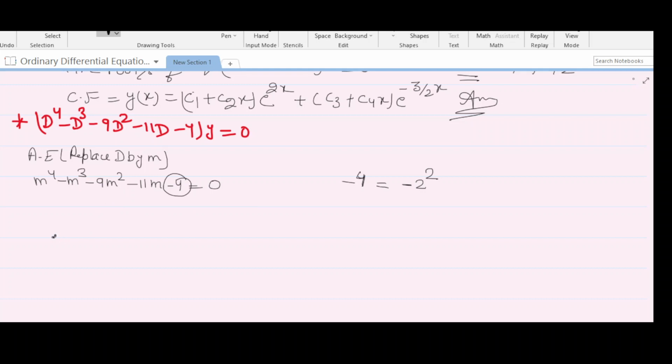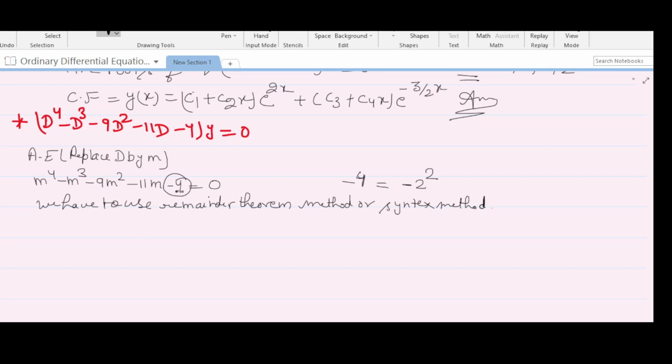Now we have to use the remainder theorem method or the synthetic division method. Here I will use the remainder theorem method. You can use the synthetic division method, whichever you are comfortable with.